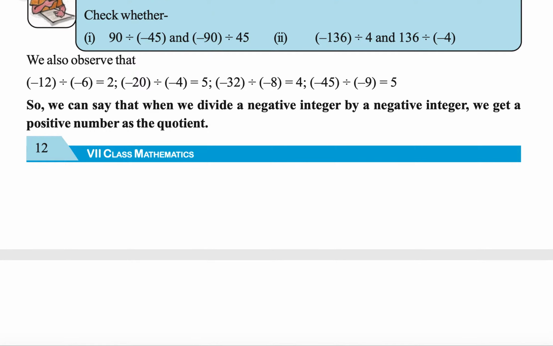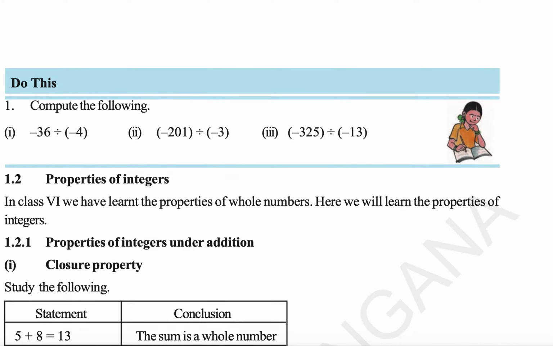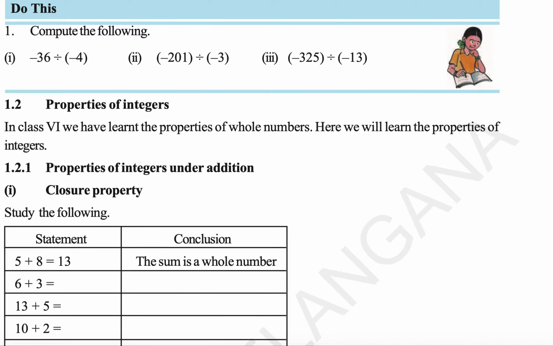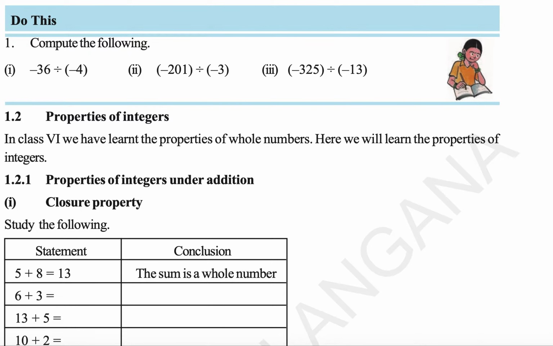We also observe that minus 12 by minus 6 is 2, minus 20 by minus 4 is 5, minus 32 by minus 4 is 8, minus 45 by minus 9 is 5. So we can say that when we divide a negative integer by a negative integer, we get a positive integer as the quotient. Like when we multiply a negative integer with a negative integer, we end up getting a positive integer as the result.